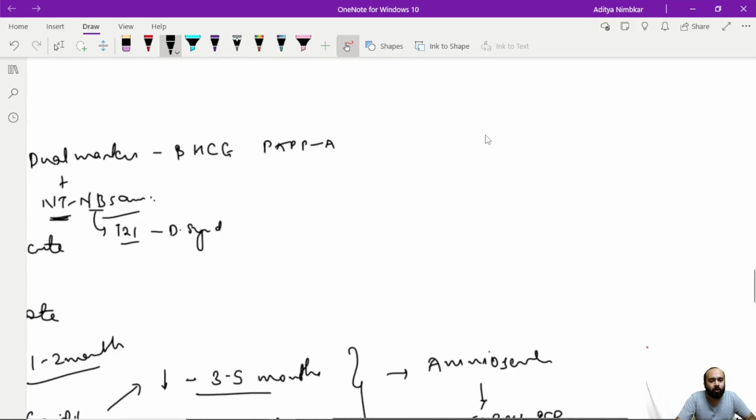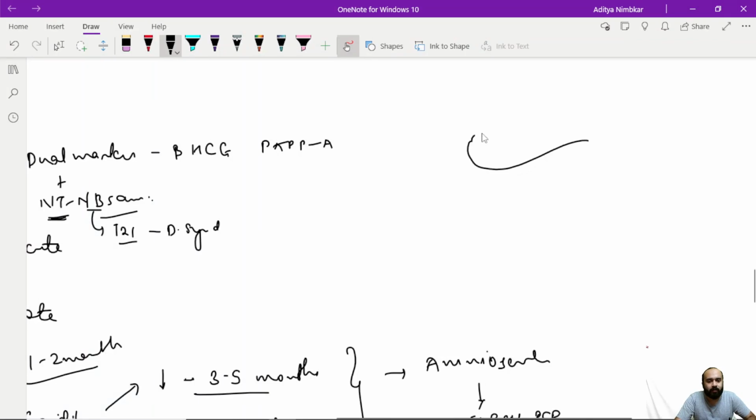Now, the nuchal translucency concept is very easy. Now if this is your fetus, if these are your hands and these are your feet, these are your eyes over here, and this is your nose, mouth. So basically, this is your nuchal or the neck region over here. Now, this is more or less the dependent part of the fetus.